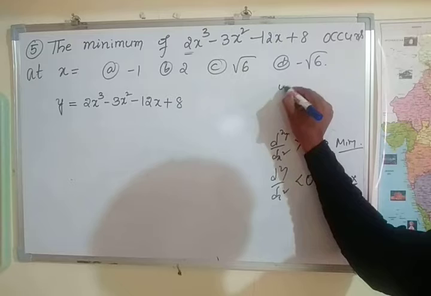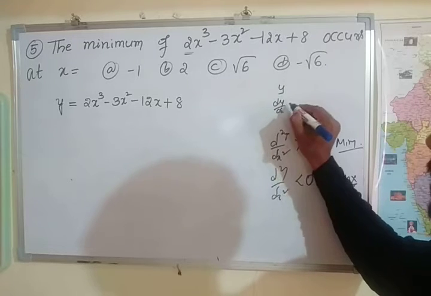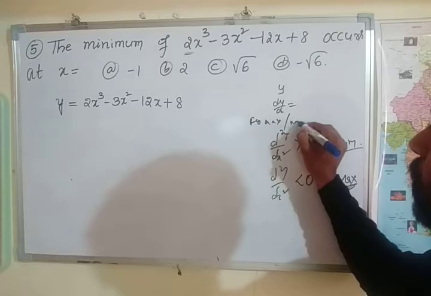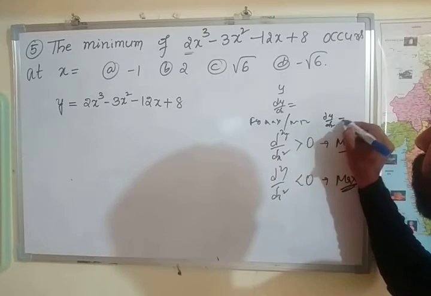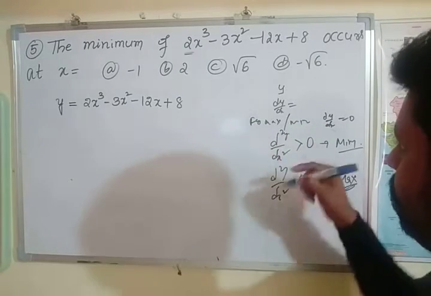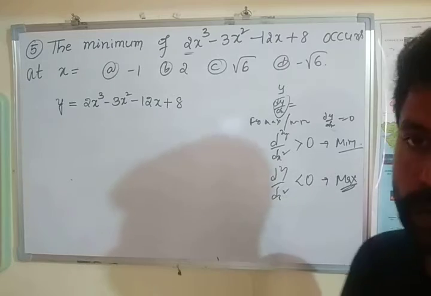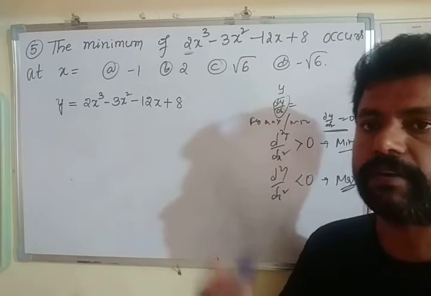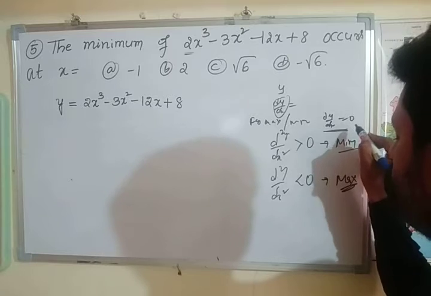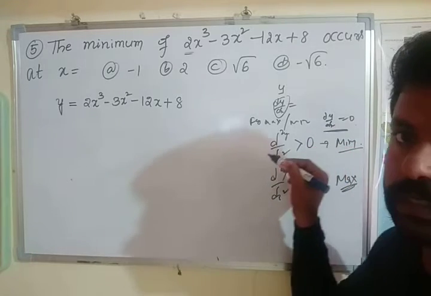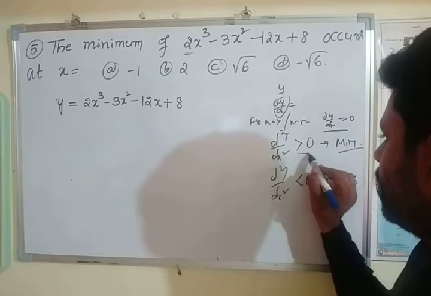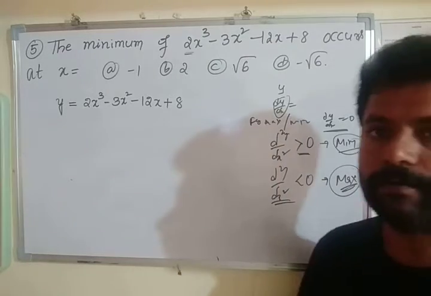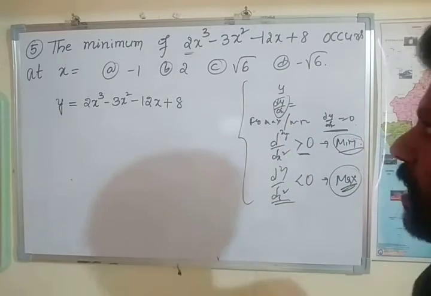Here, first find dy by dx, then for maxima or minima dy by dx is equal to 0. Next, again differentiate this result to get the second order derivative. Using dy by dx equals 0, we get the roots of that equation. Substituting those roots in the second order derivative, if the value is greater than 0, we get a minimum value; if less than 0, we get a maximum value. Okay, this is the concept of maxima or minima.